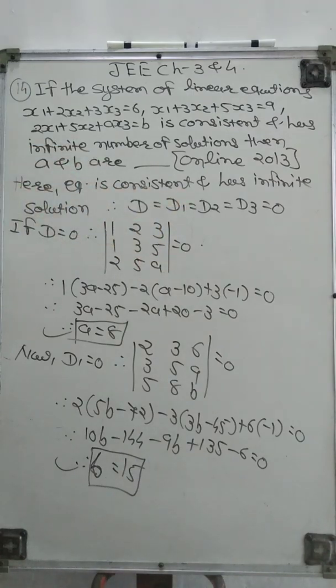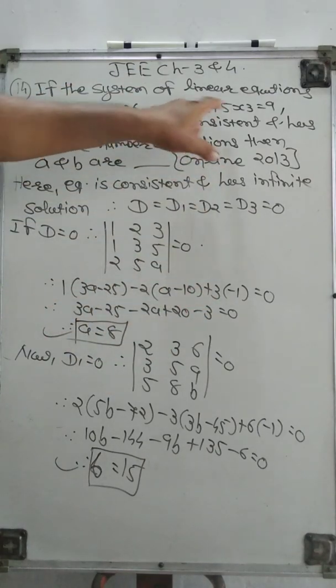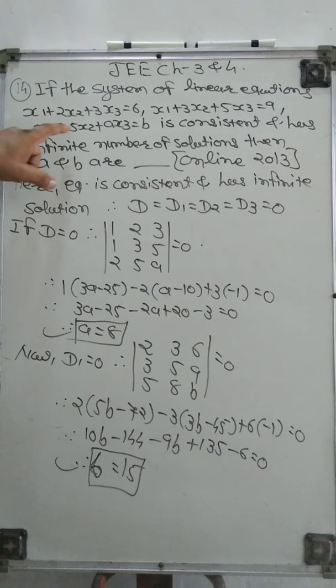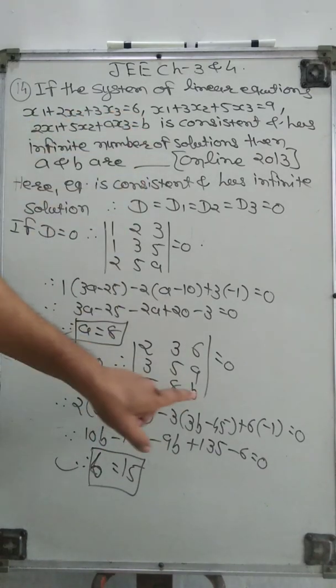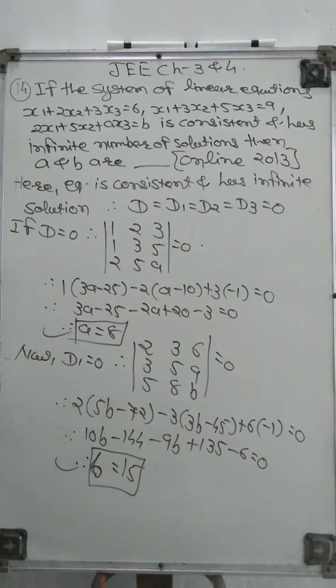Now if the answer of a is obtained, the second thing is D1. D1 is also 0. So D1 is: you hide x1 and write down all the coefficients of x2, x3 and the constant. So 2, 3, 6; 3, 5, 9; and 5, a, b. But a is 8, therefore I write directly 8. And then you simplify, you get b equal to 15. So this way, if the equation is consistent and has infinite solutions, then a equal to 8 and b equal to 15.